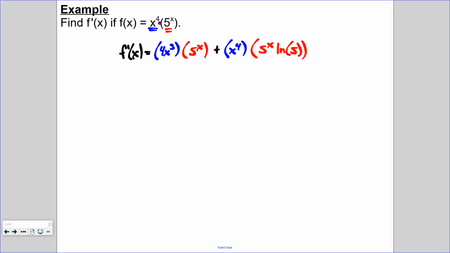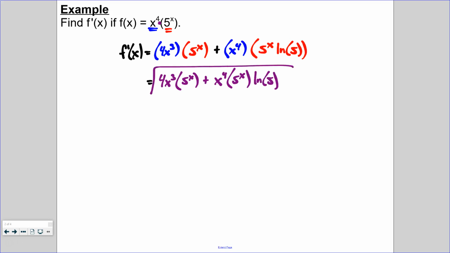And then our last step here is just to simplify, and there's nothing we can really do to simplify except get rid of some of these parentheses. So we're going to have 4x cubed times 5 to the x plus x to the fourth times 5 to the x times the natural log of 5. And there we go. That's all the simplifying we can do here. I mean, technically, if we wanted to, we could factor out an x cubed and a 5 to the x power, but that really doesn't make this any simpler.